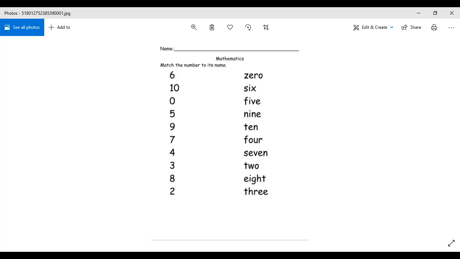Who is going to tell me where is the name of number 9? On number 4, excellent. Where is the name of 8? On the second last, very well done. Where is 0? On the top, excellent. Where is 2? On third last, very well done. Where is 5? On third number from top, very well done.